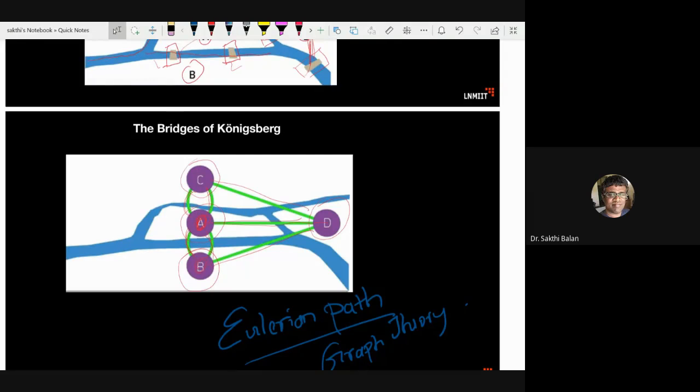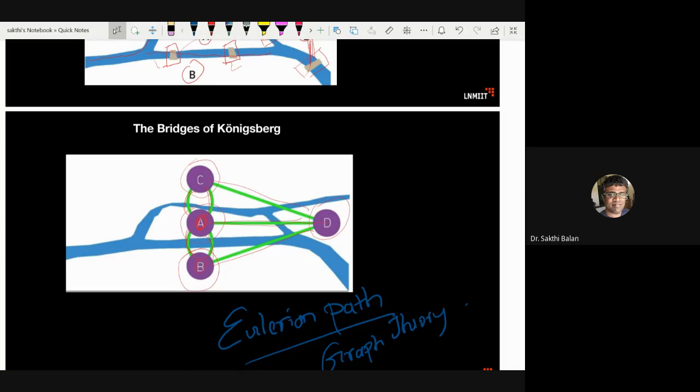So anyway, you need to have an even number of edges connected to it. If there is only one edge going to it, you will not be able to come out of that node, right? So that is the intuition behind it. You need to have even degree for all the nodes. Then only will you be able to get such a Eulerian path.